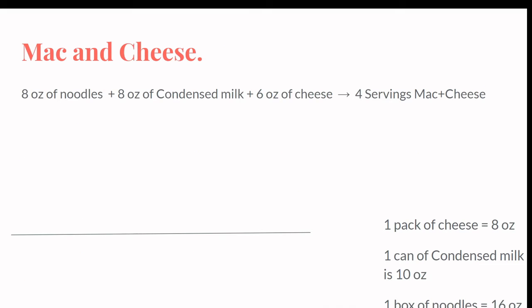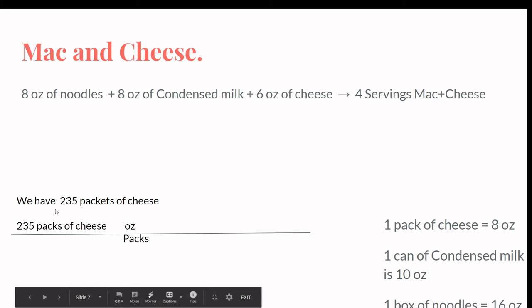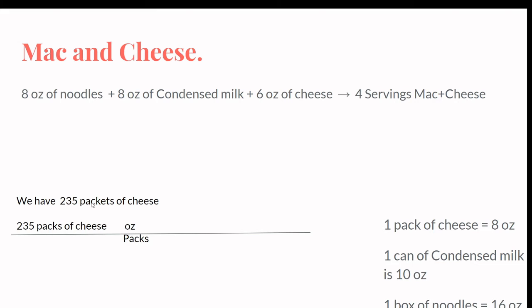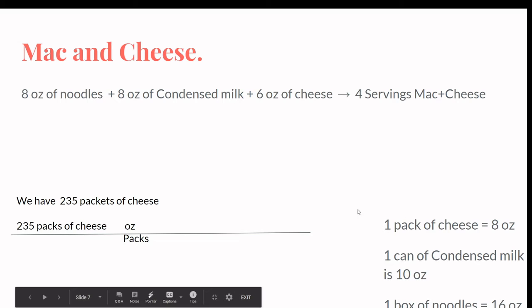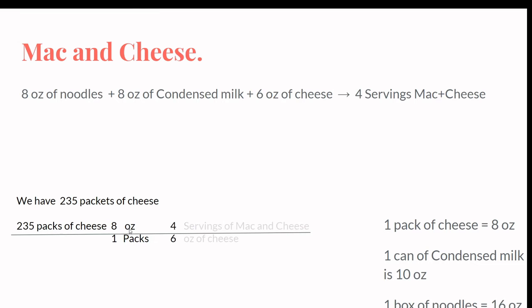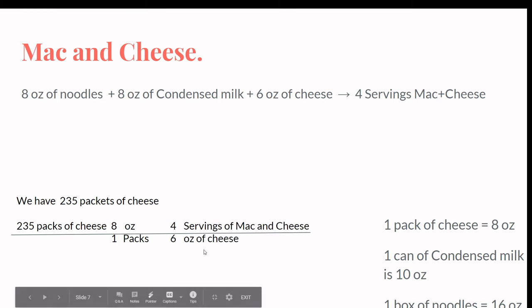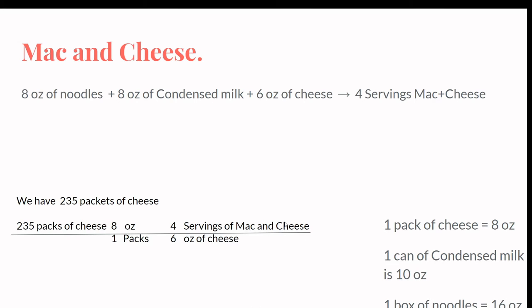So, let's go ahead and start the first question. How many people can we feed? So what we'll start with is we're going to go ahead and write down what we have. And we have 235 packets of cheese. Okay? 1 pack of cheese is going to equal 8 ounces. Okay? Then we're going to say, okay, 6 ounces of cheese, because we're going to go from cheese to mac and cheese, gives us 4 servings of macaroni and cheese.